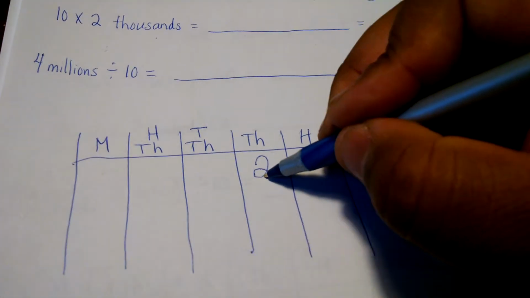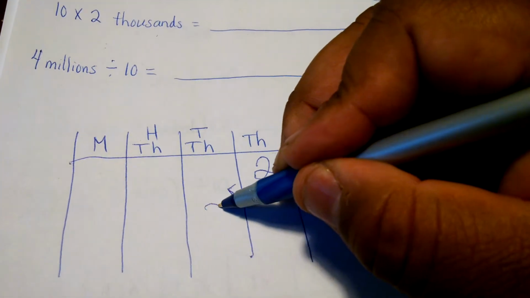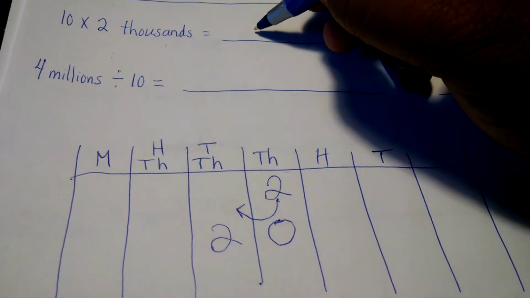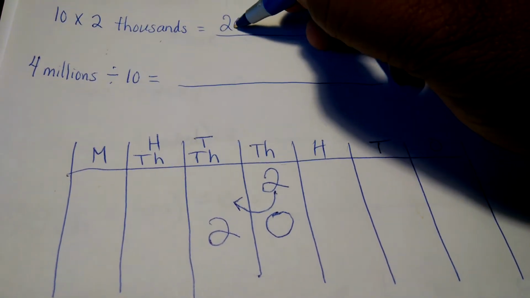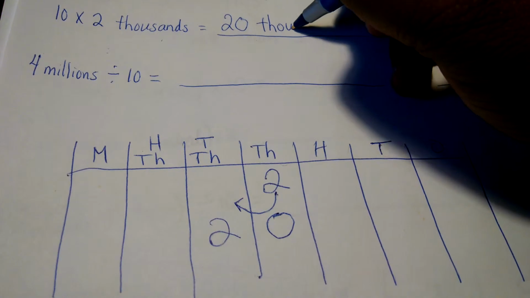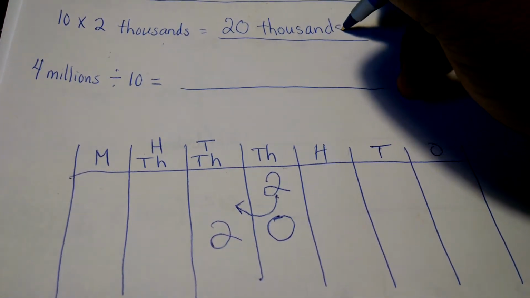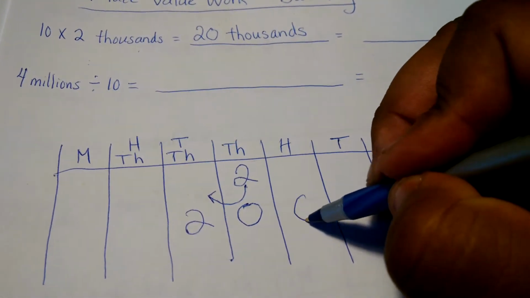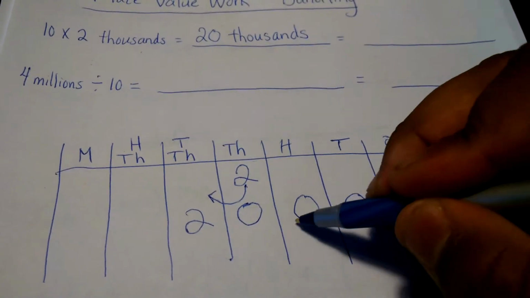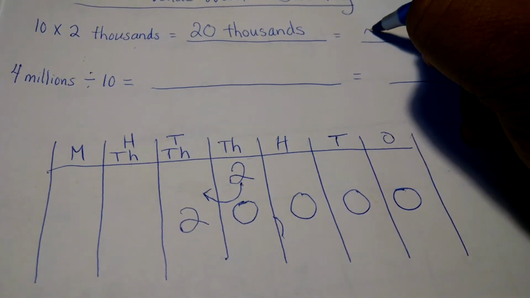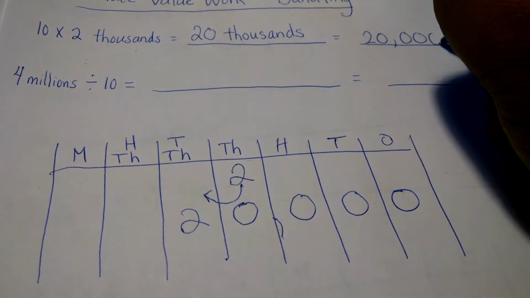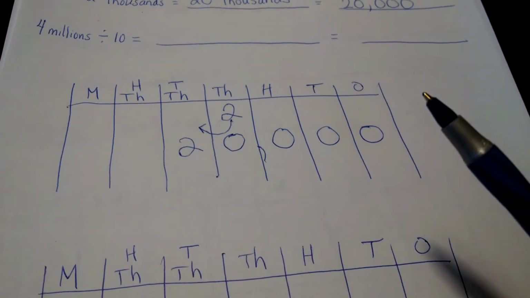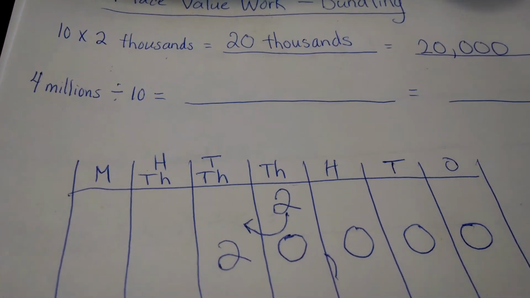So now I have two 10,000s, or 20,000s. That is the unit form for that number. And the standard form, I just put in the rest of my placeholders. So it's 20,000. And the place value chart, if you need to use a chart, draw a chart. Very helpful.